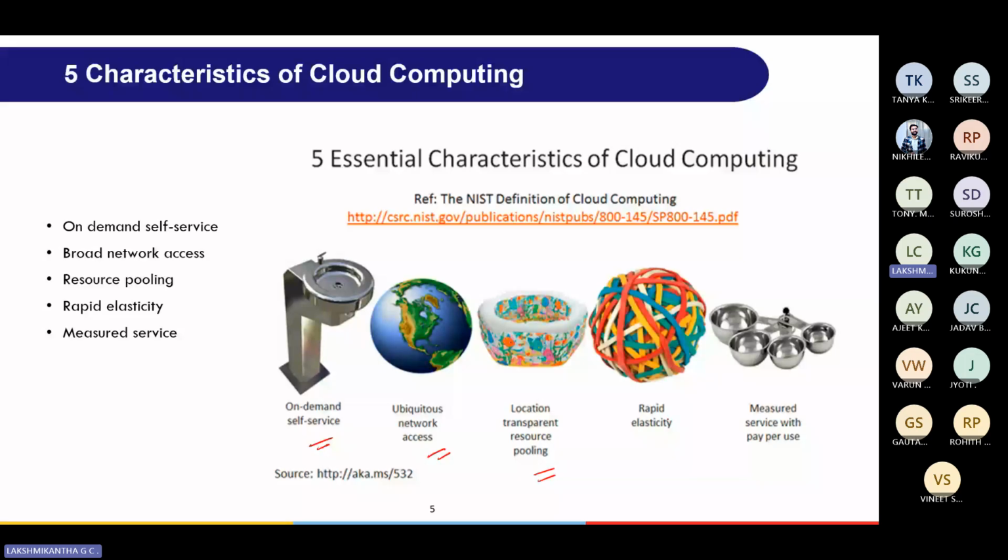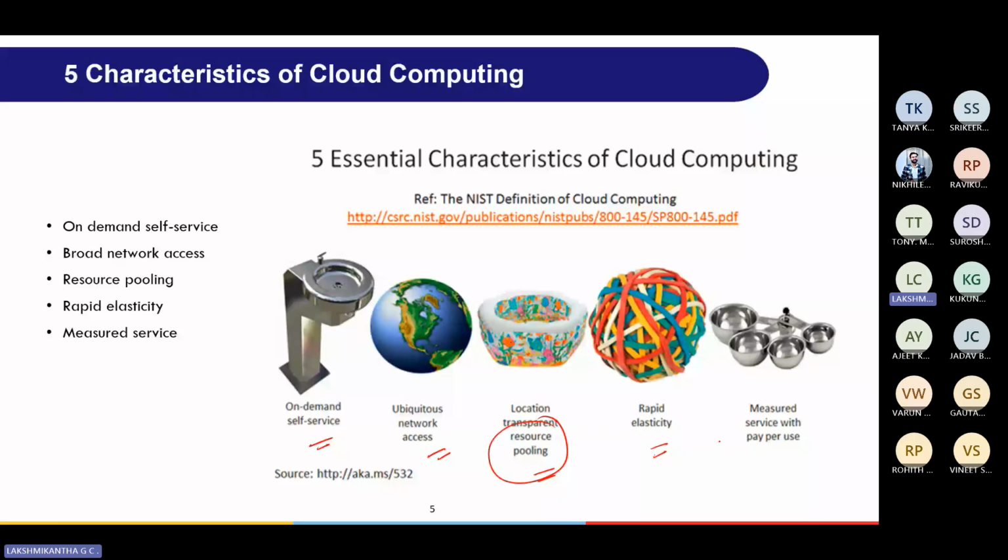And what is the next one? Next one is rapid elasticity. So this is the big data enabler. Capabilities can be rapidly and elastically provisioned to quickly scale out and rapidly released to quickly scale in. Scale out means you are going to add more resources, and scale in means you are going to remove resources. The resources appear to be unlimited to the user.